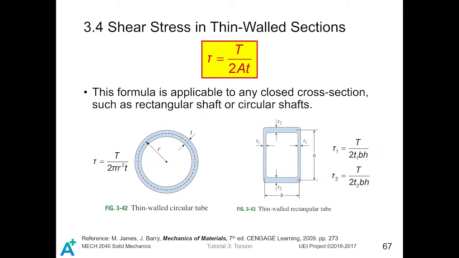Here are some examples of the calculation of shear stress inside this thin wall section. First, for the circle, area equals pi r squared, and since it has a uniform thickness, t is just t. For this rectangular section, A equals b times h. However, the thickness in this thin wall section is not uniform. The thickness here is t1, while the thickness here is t2. t2 is greater than t1. However, we can still calculate the shear stress inside this thin wall cross section. You replace t by t1 and t2 respectively to find the shear stress inside each member.